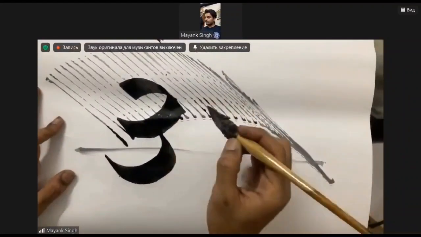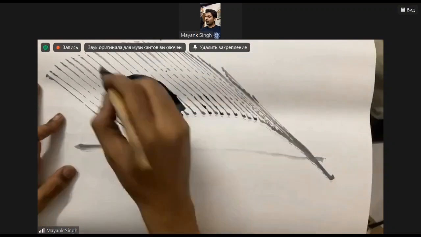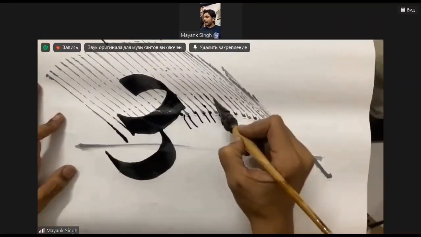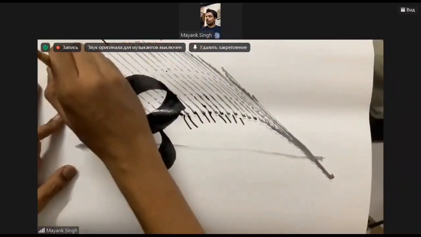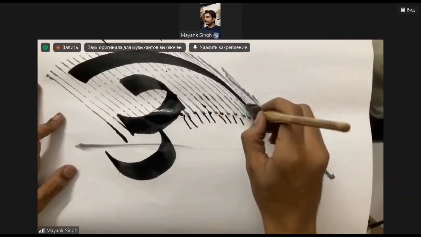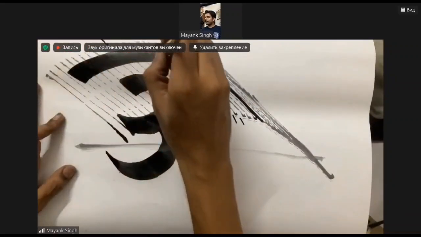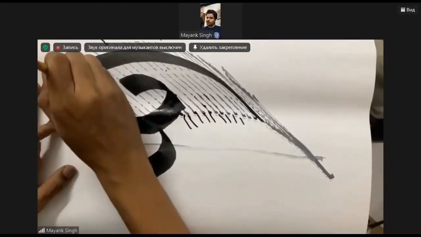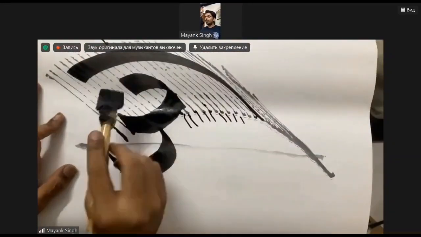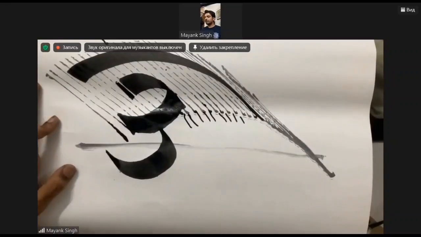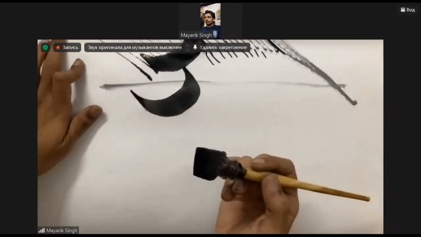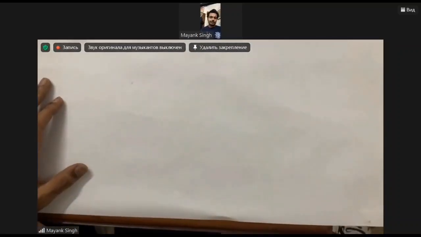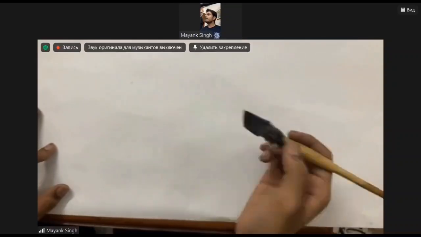So this is how your column should be. These lines are the angle of the column that you should follow. The pen remains at the same angle, but you have to make a curve with this angle. Only then you would get an angled stroke like these. If this is clear, then let's move to consonants directly. So the first consonant is ka.